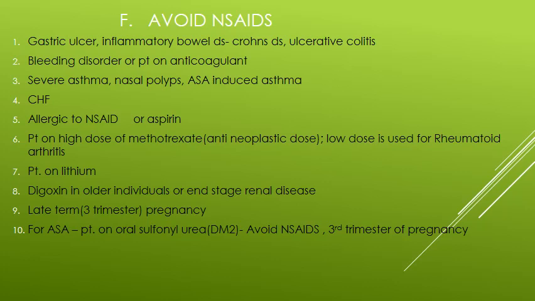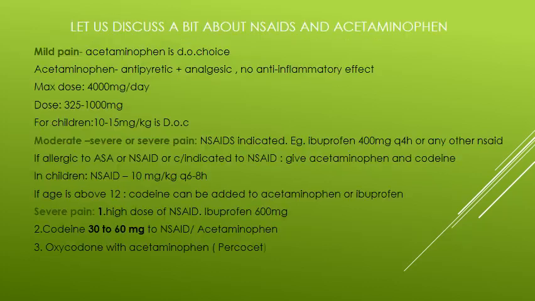Digoxin in older individuals or end-stage renal disease, choose this option. Late-term pregnancy, choose this option. Now this is specifically for aspirin: if the patient is taking an oral sulfonylurea for diabetes mellitus type 2, avoid NSAIDs. Third trimester of pregnancy, you will avoid NSAIDs. We have read this for this thing. So these are all the conditions which you have to memorize to avoid NSAIDs, where to choose this option.